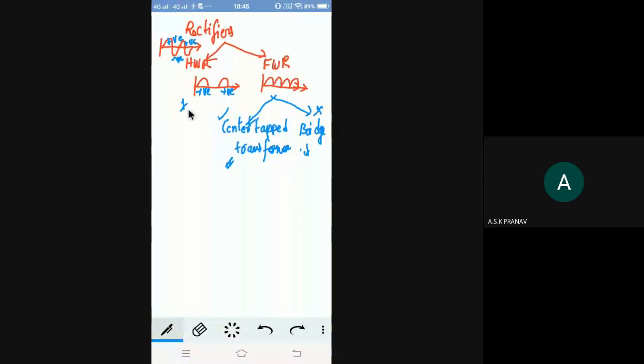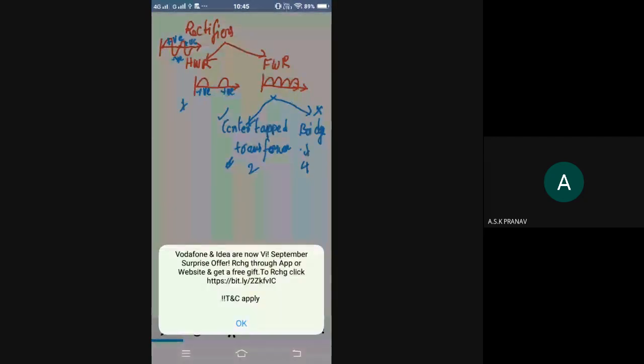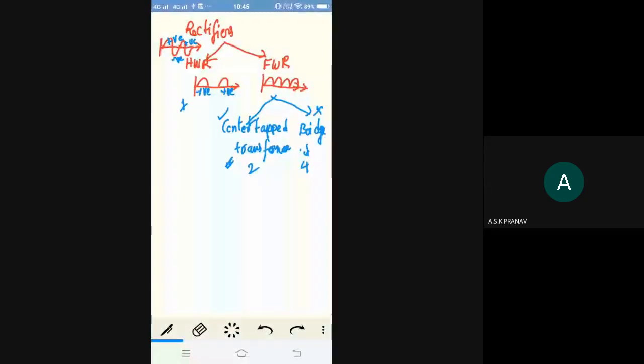Whereas in the center tap transformer full wave rectifier, we use two diodes. In the bridge full wave rectifier, we use four diodes. But the only difference between the center tap transformer full wave rectifier and the bridge full wave rectifier is that in the center tap version, we use a center tap transformer, whereas in the bridge version, we do not.